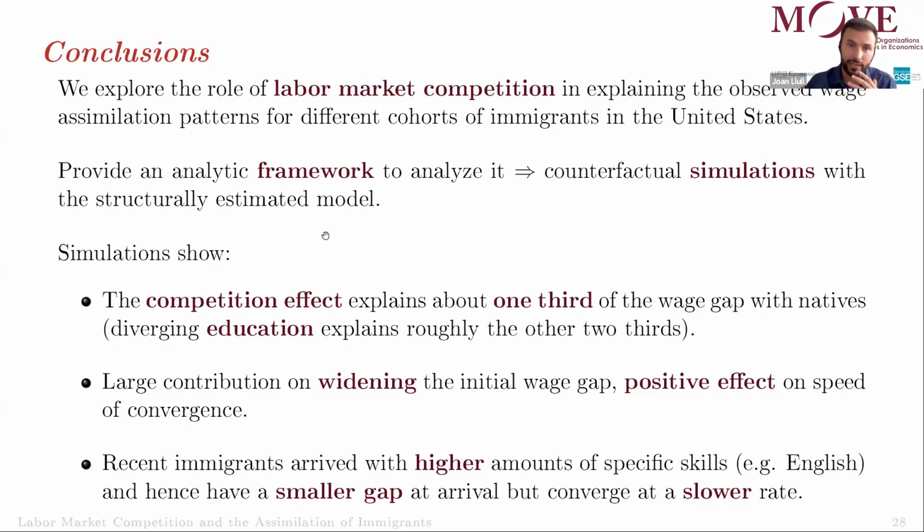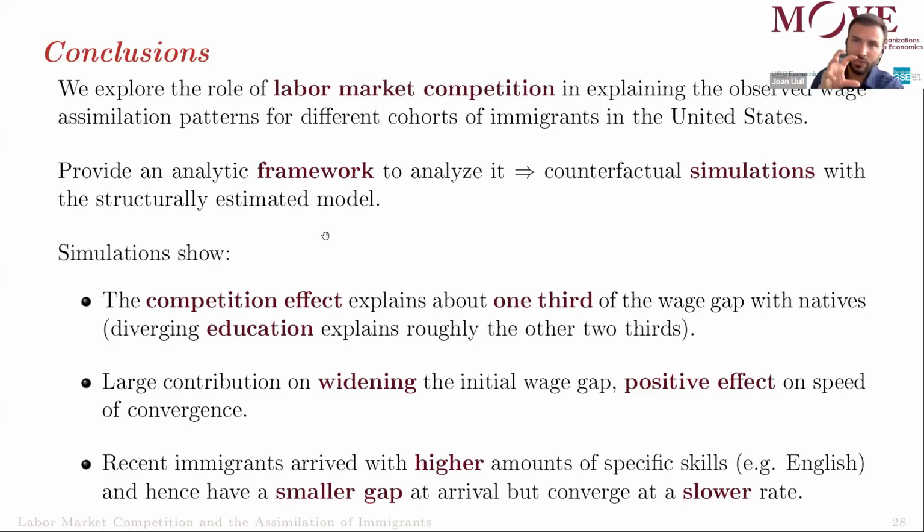We show that the competition effect seems to account for about one third of the increasing gap with natives, whereas the diverging education seems to account for roughly two thirds. It is a large contribution to the widening of the initial wage gap that we observe in the raw data. But then the competition effect has a positive effect on the speed of convergence, which means that the initial channel I was mentioning at the beginning seems to dominate in practice.